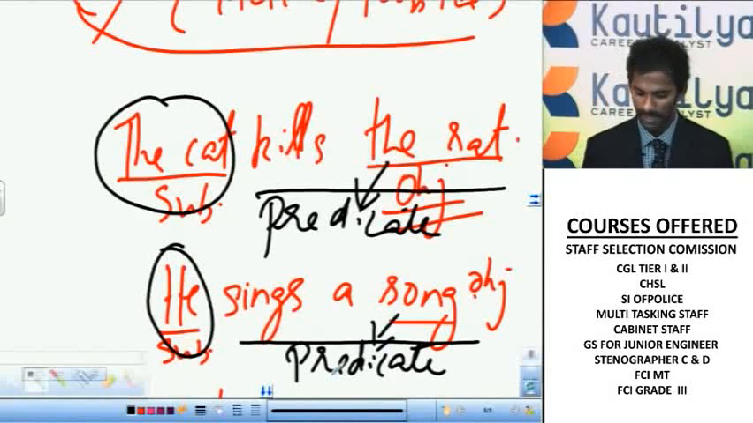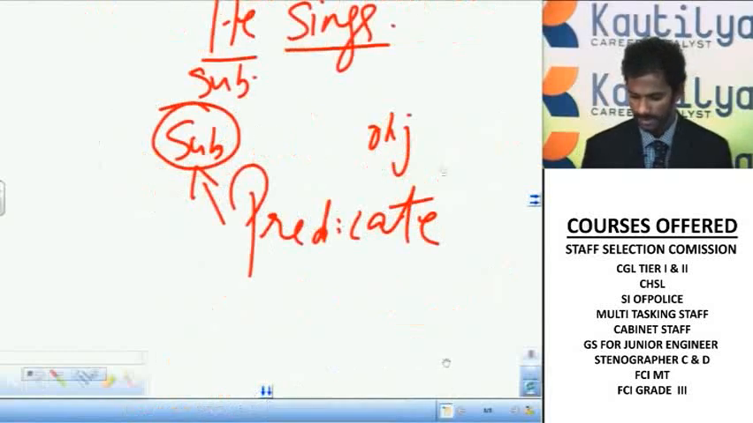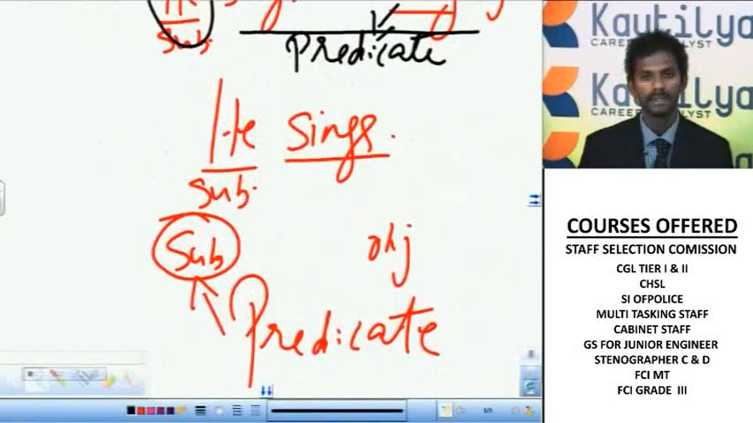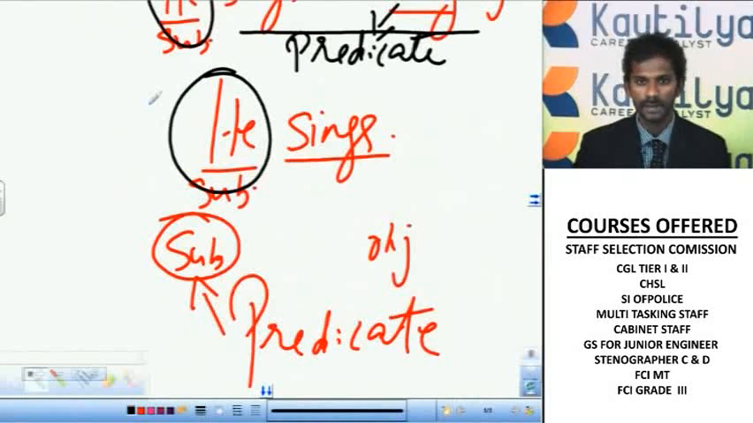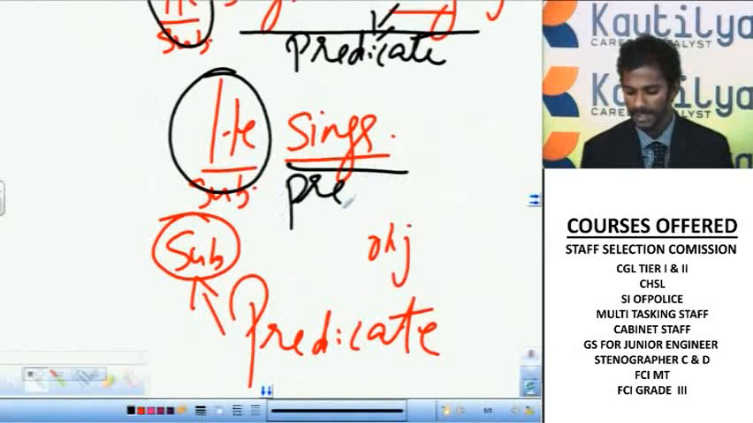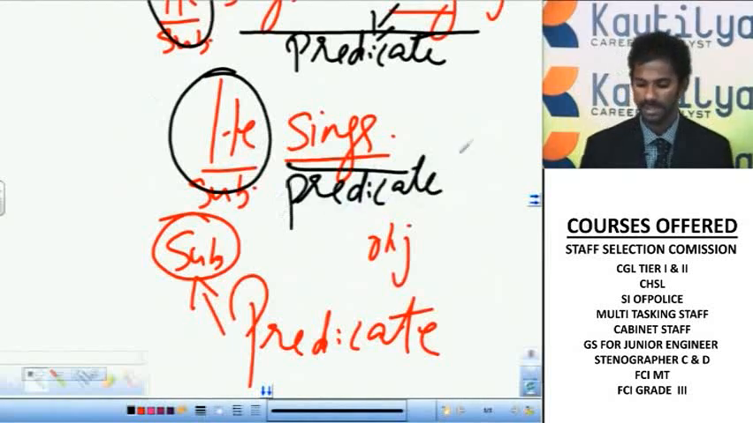Fine? The next sentence. He sings. The subject in this sentence is he. What is said about the subject here? Sings. So this is the predicate in this sentence. There is no object here. So he is a subject and sings is a predicate. Clear? So that is about a subject and a predicate.